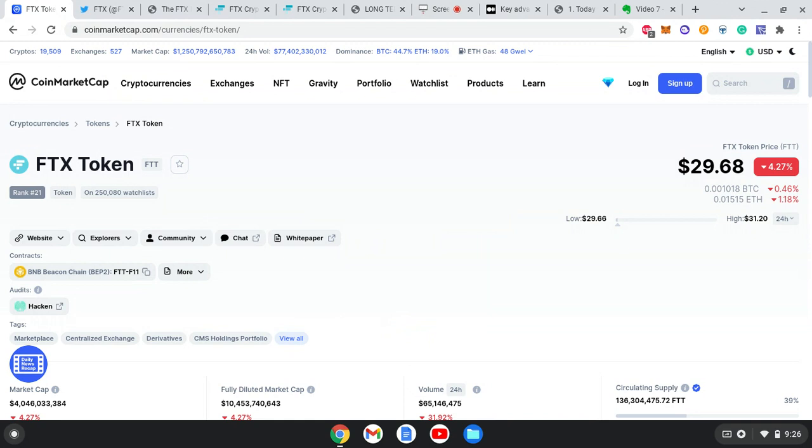Today we will talk about the valuation of the FTT token, FTX token, which is the backbone of the FTX trading platform. There is much information available from the FTX platform to do the valuation of the FTX token. The FTX platform has an estimated trading volume of 5 billion US dollars daily.